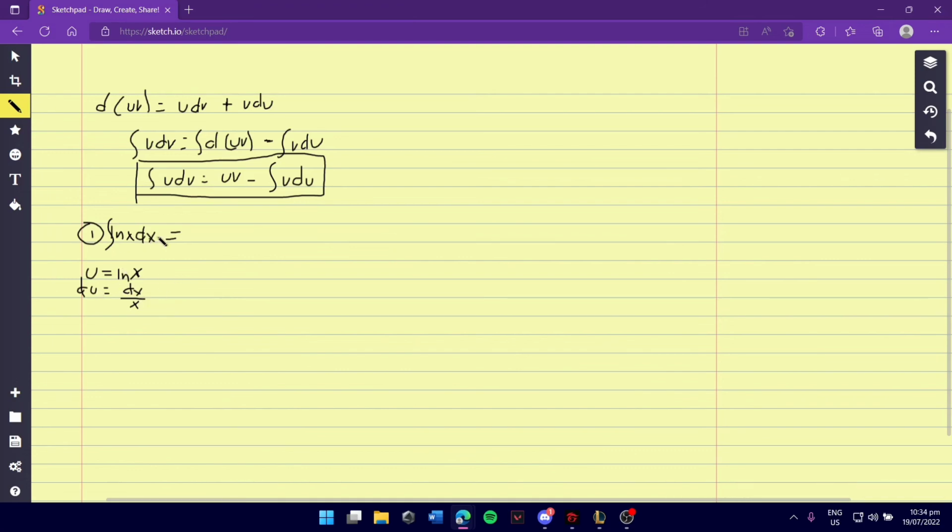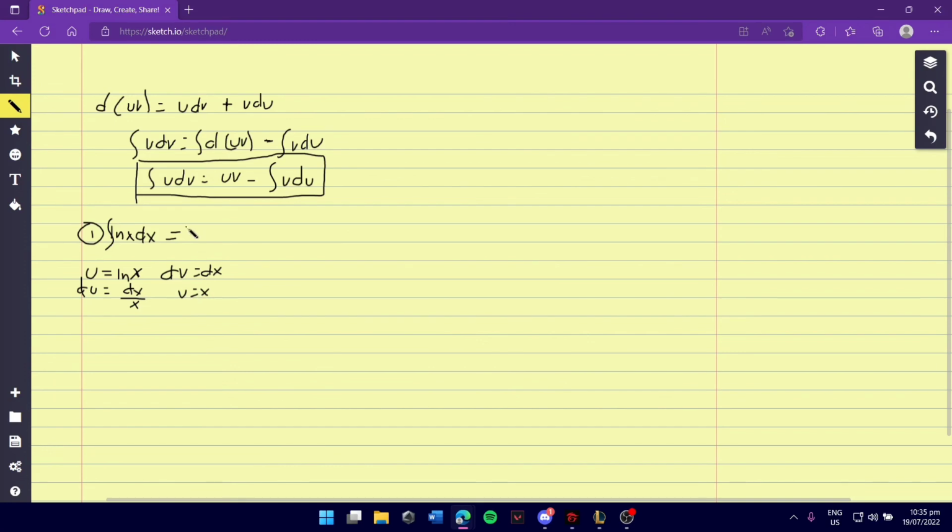So then we need to find our dv. Our dv here is dx. So our v is x. The opposite of integration is differentiation. So next, we have our u, du, dv, and v.